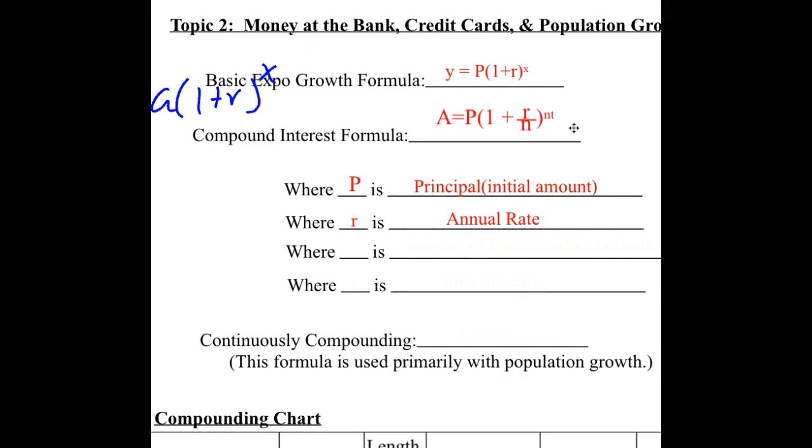The N times T means if it's happening twice a year for 5 years, our power would be 10, right? There's 10 times that they're calculating our interest. Okay? So N is how many times it's being compounded in a year, all right? The number of compounding periods. And T was, what's T always been here? Time.